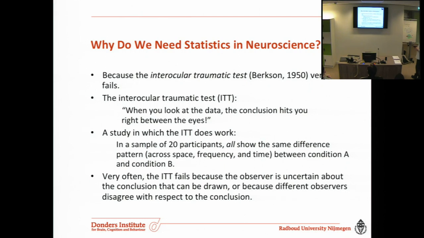And the simple answer is that the interocular traumatic test fails so very often. Now, what is the interocular traumatic test? It has been proposed by a famous statistician, Bergson. He's actually a very serious guy, but once in a while he makes a joke. And now he made a joke. But it's a joke that gives you the appropriate intuition.